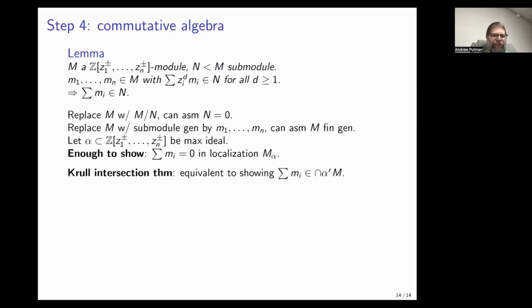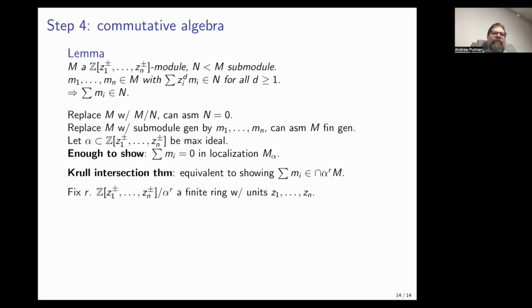So how can I do that? Well, I'm going to use the Krull intersection theorem. What does the Krull intersection theorem say? This is equivalent to showing that the sum of the M_i's is inside the intersection of the alpha^r times M, as r goes from 1 to infinity. So the sum of the M sub i's lies inside alpha^r M for all r. Then if that's true, it's 0 inside the localization. That's, by the way, where I'm using the fact that M is finitely generated. I need that to use the Krull intersection theorem.